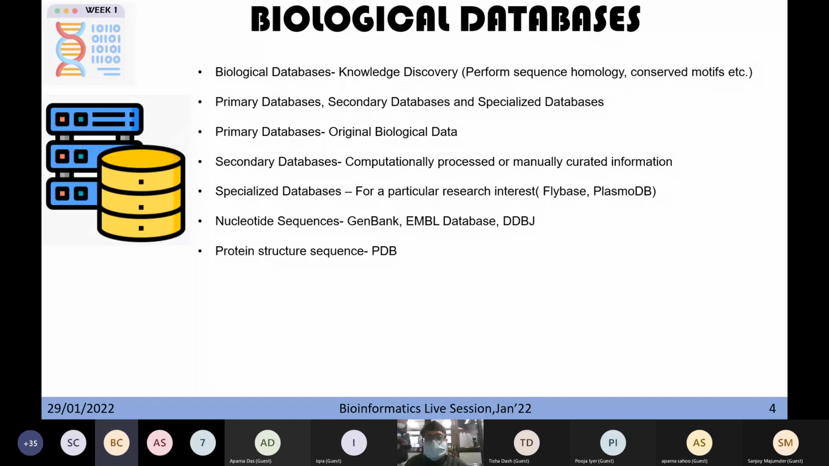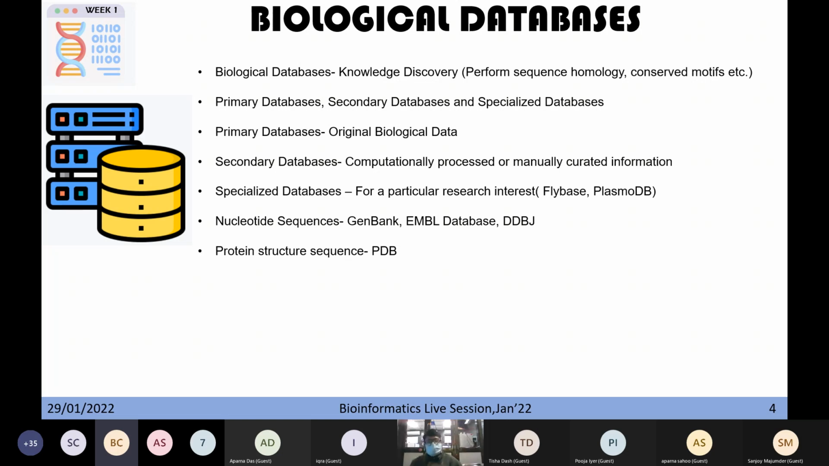Now, biological databases are knowledge discovery. In other databases, if you put something up, the information is okay. But in a biological database, if an unknown DNA is sequenced, then we need to find out its evolutionary origin. We find its conserved regions, conserved sequences. Are there any mutations present or not? So biological databases need to be knowledge discovery.